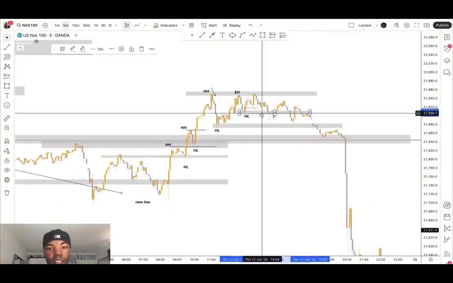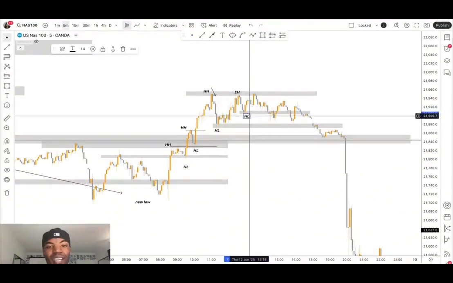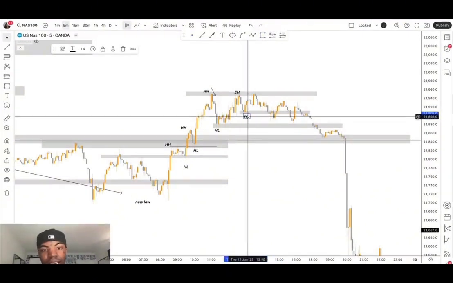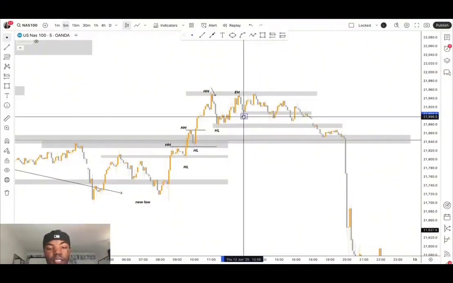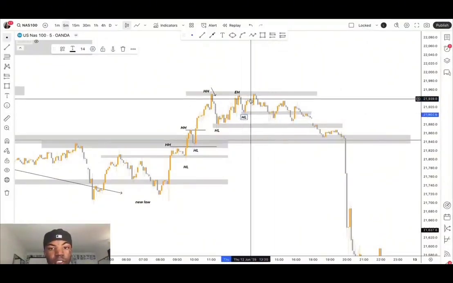This is our new support. I have to make sure it was a higher low. Yeah, higher low. This low is higher than the previous one, so this is now our new support, right? So since it's our new support, we can say, okay, price shouldn't be breaking below here. So now it should push and use that momentum to make a new high.